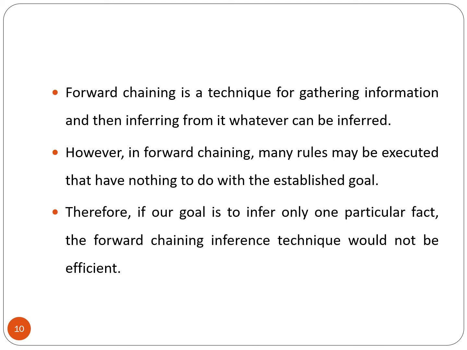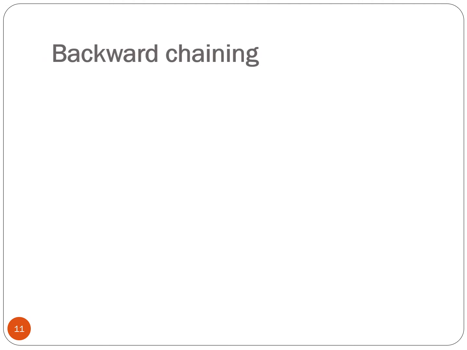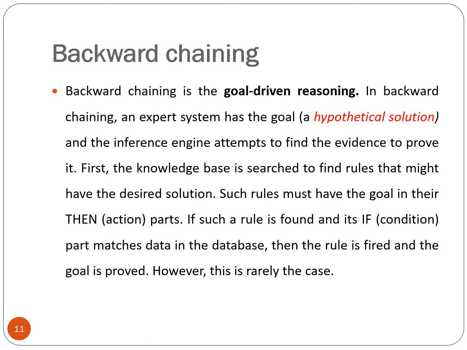So if I were to infer only one particular fact, then the forward chaining inference technique would not be efficient. But if you want to gain knowledge rather than a particular fact, if you need reasoning and explanation, then it is good to use forward chaining. The other technique is what we call backward chaining. Backward chaining is actually goal-driven reasoning.